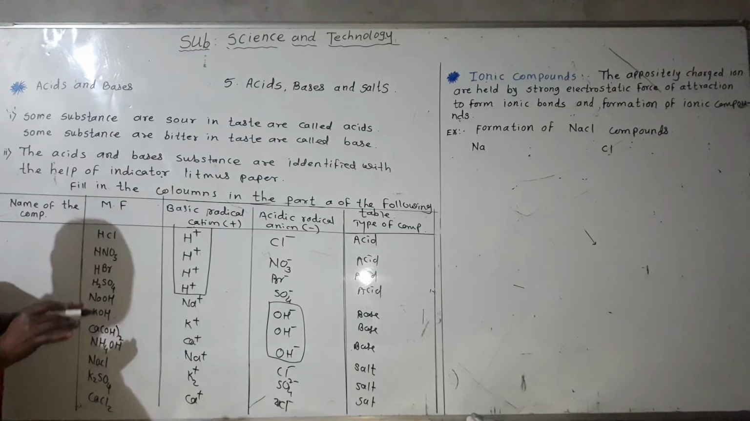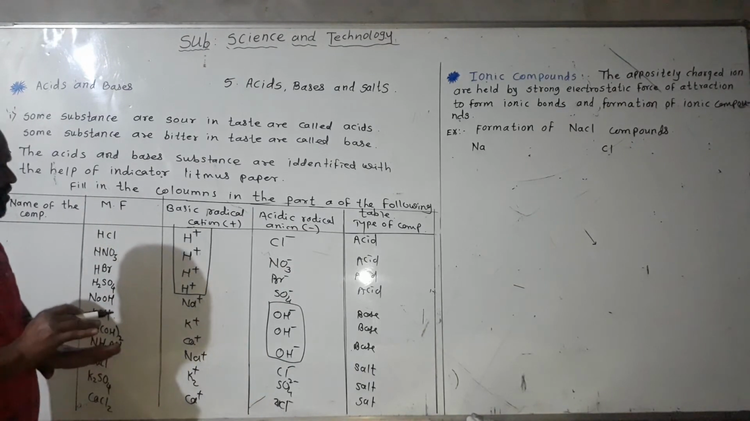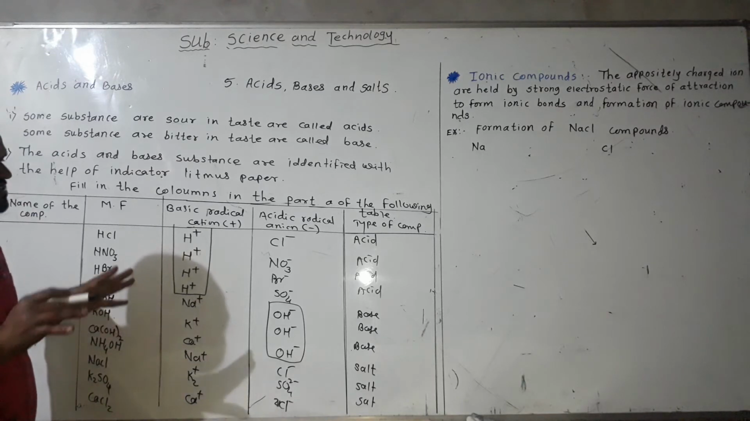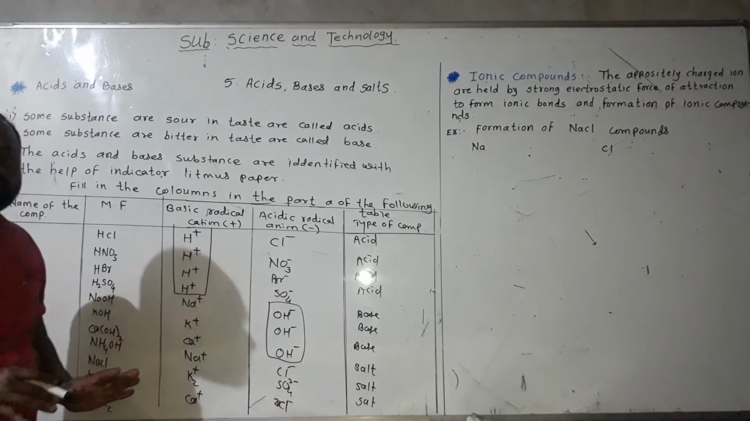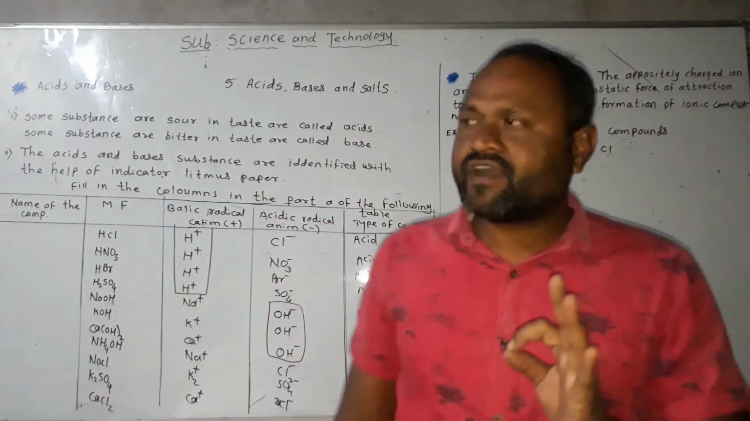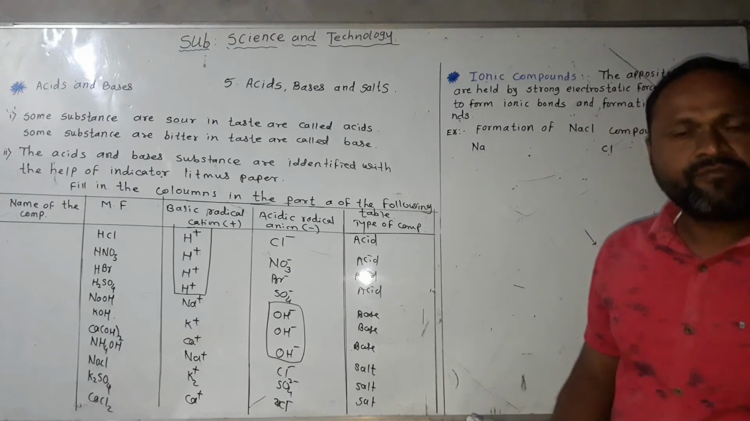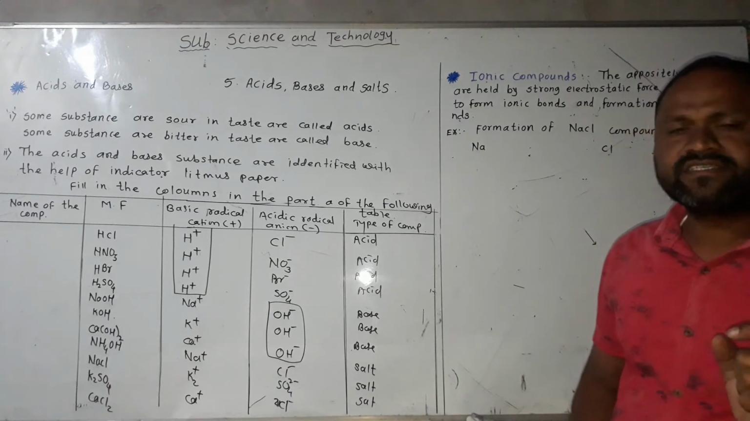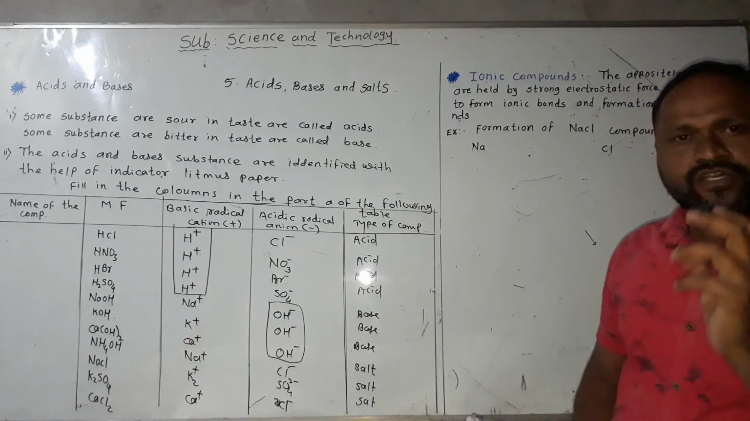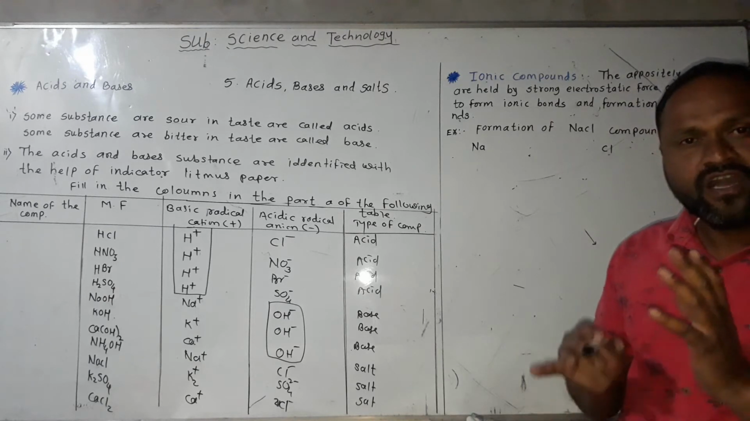And what is meant by salt? Salt substances, when put into water, give neither H plus nor OH minus ions in solution, and in a simple way it is called a salt. This is the classification of substances into acids, bases and salts. In a simple way, what is meant by acid? Acid substances, when put into water, form a basic radical and an acidic radical, a cation and anion.